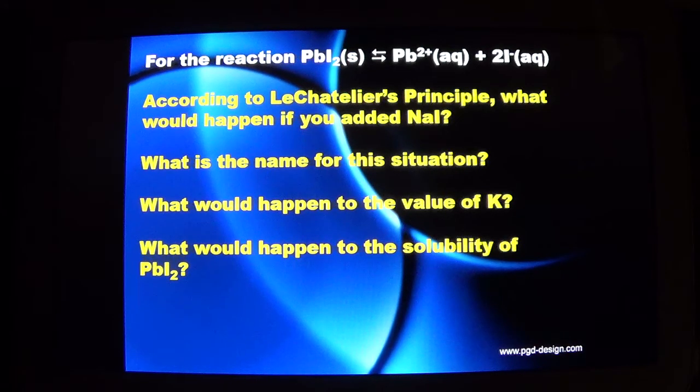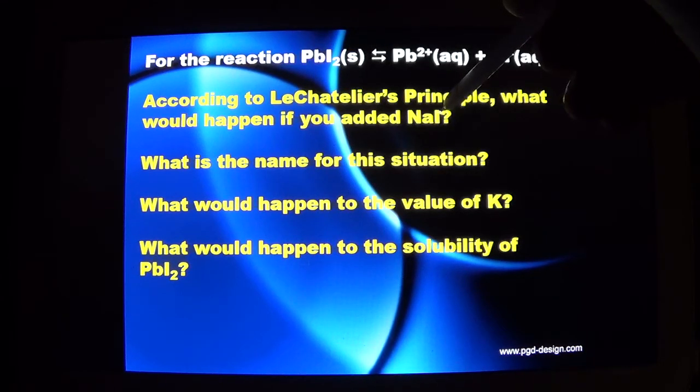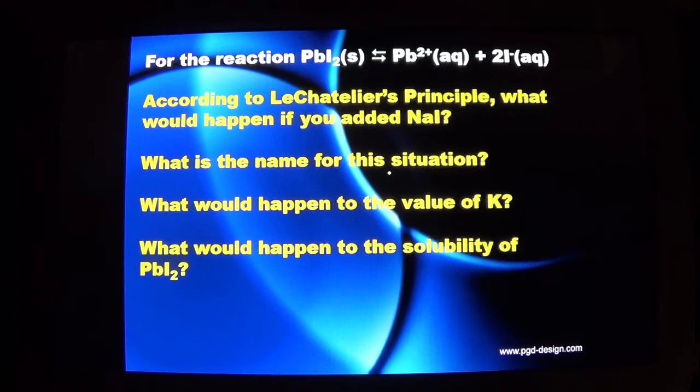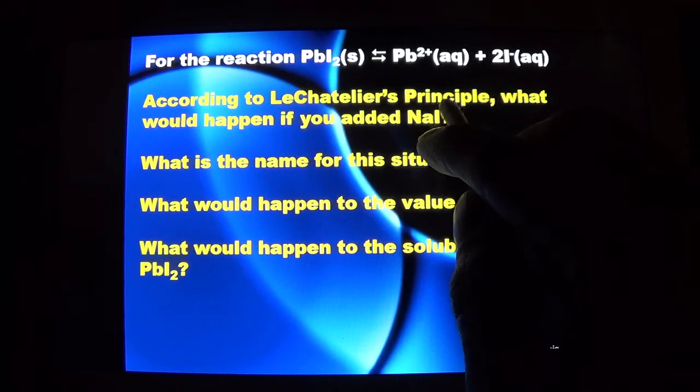And expect questions over Le Chatelier's principle on the test in May. I cannot imagine a test without questions over it. So according to Le Chatelier's principle, what would happen if you added NaI? And you're like, nope, no NaI, no NaI, no NaI, so it's going to do nothing. Well, okay, it's not necessarily a trick question.